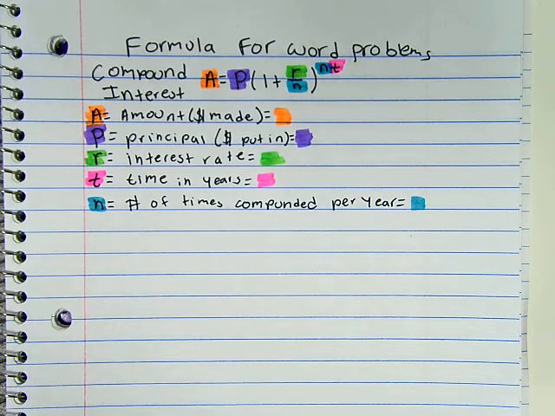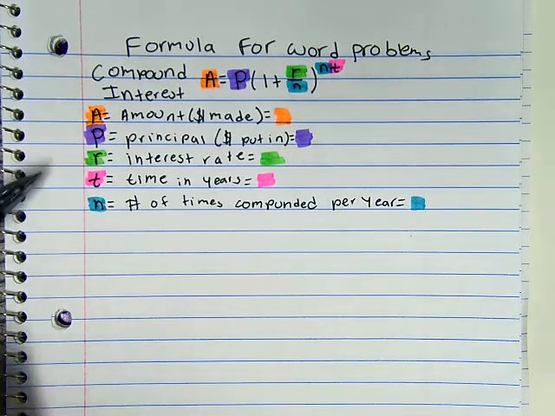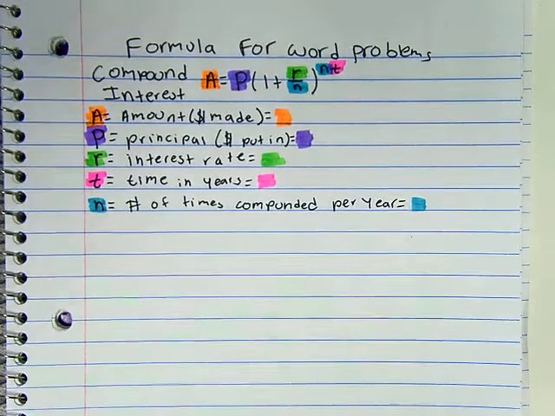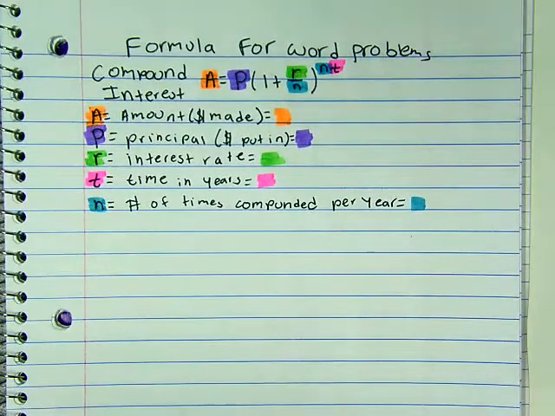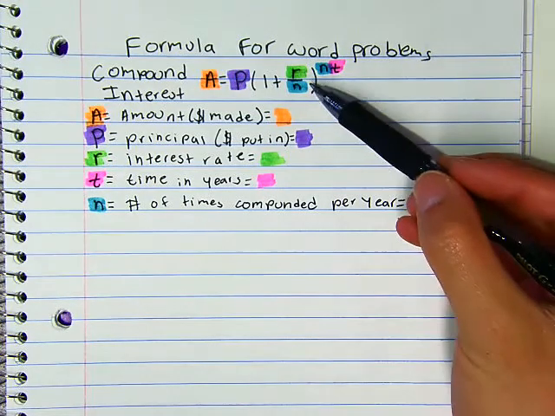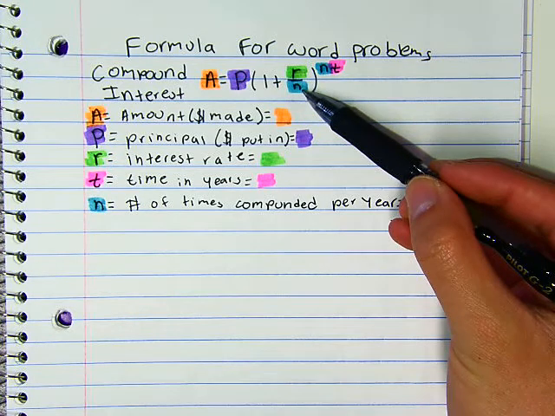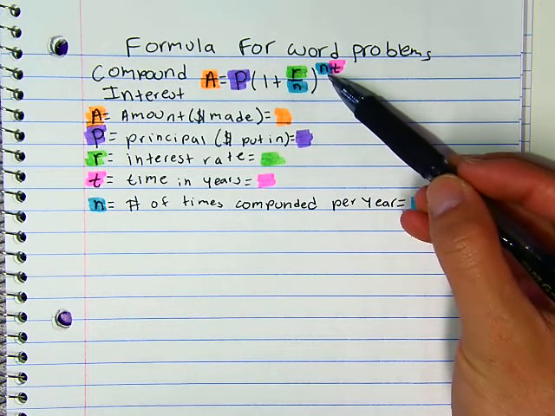And the first formula we have is compound interest. So we see the formula up here, and I have already gone ahead and highlighted the different parts of our formula and labeled them. So A is our amount, P is our principal, or the money that we put in, R is our interest rate, T is our time in years, and N is the number of times compounded per year, and we see that's both under the R in the denominator and in the exponent next to the T.